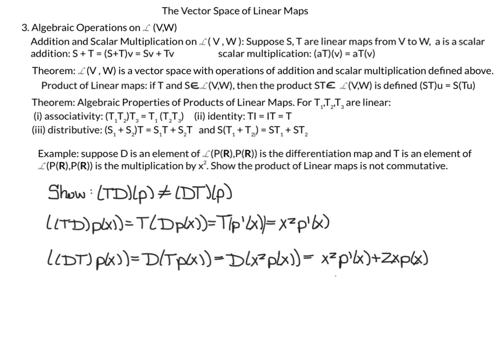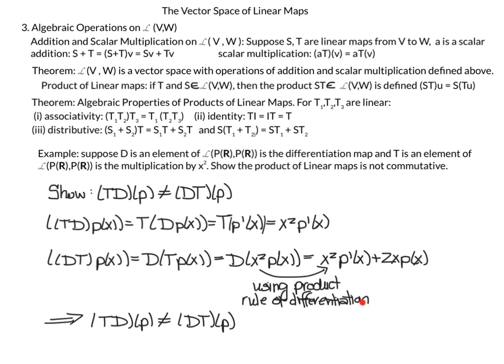Then next we need to take the derivative. So remember we have to use the product rule because we have a product of two functions of x. So first we're going to have x squared times P prime of x plus 2x times P of x. So here I just pointed out we're using the product rule. So what you see in particular is this TD P of x is not equal to DT P of x. In other words, this product of maps is not a commutative product.